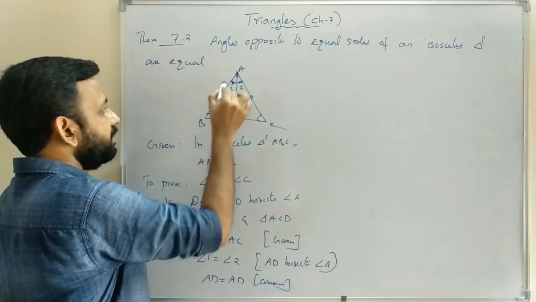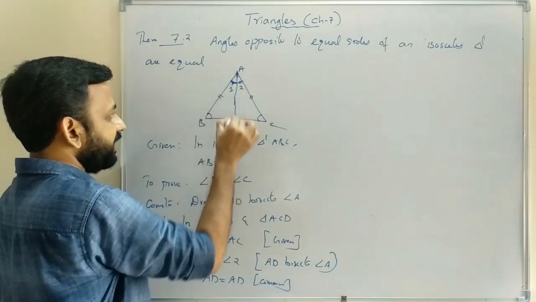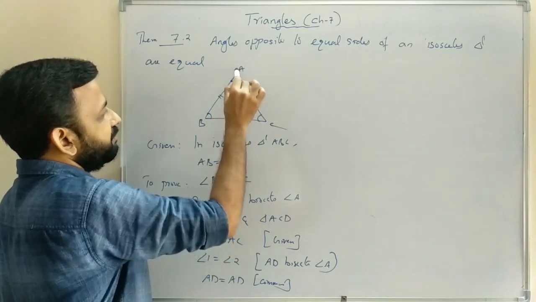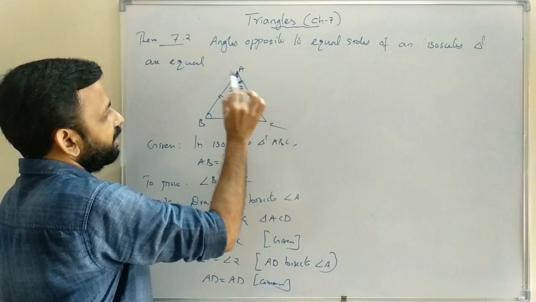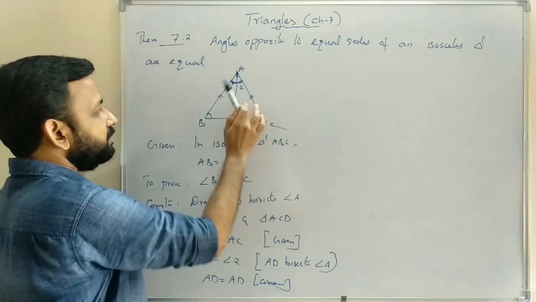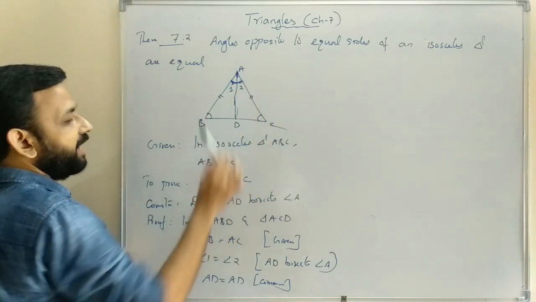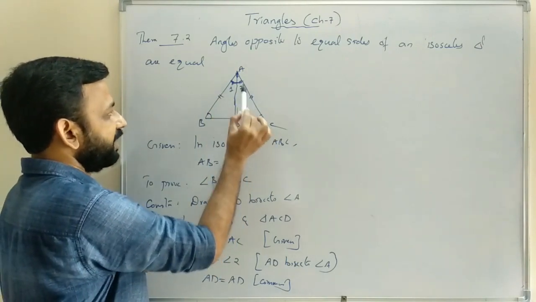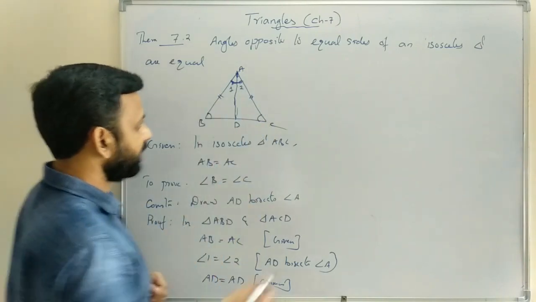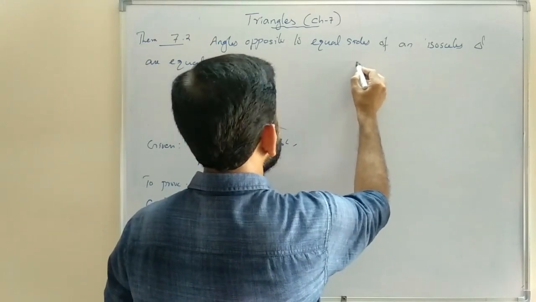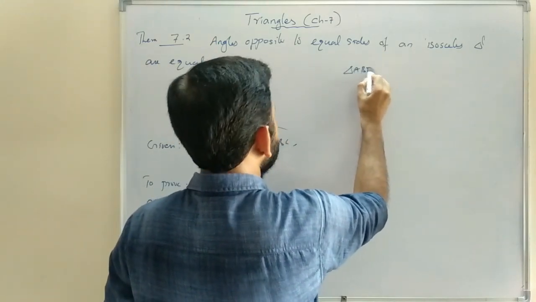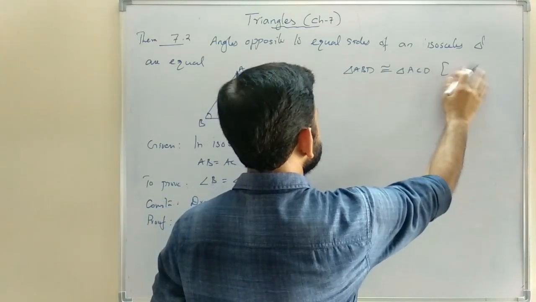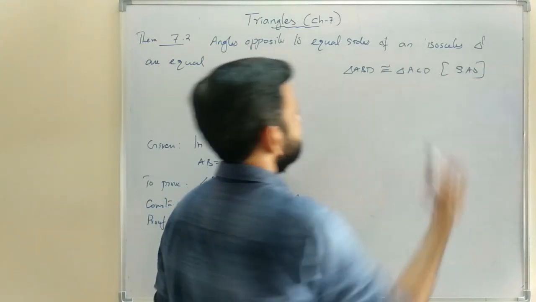So side, angle, side of this triangle are respectively equal to side, angle, side of that triangle. So the two triangles are congruent by the SAS theorem. So triangle ABD is congruent to triangle ACD by the SAS theorem.